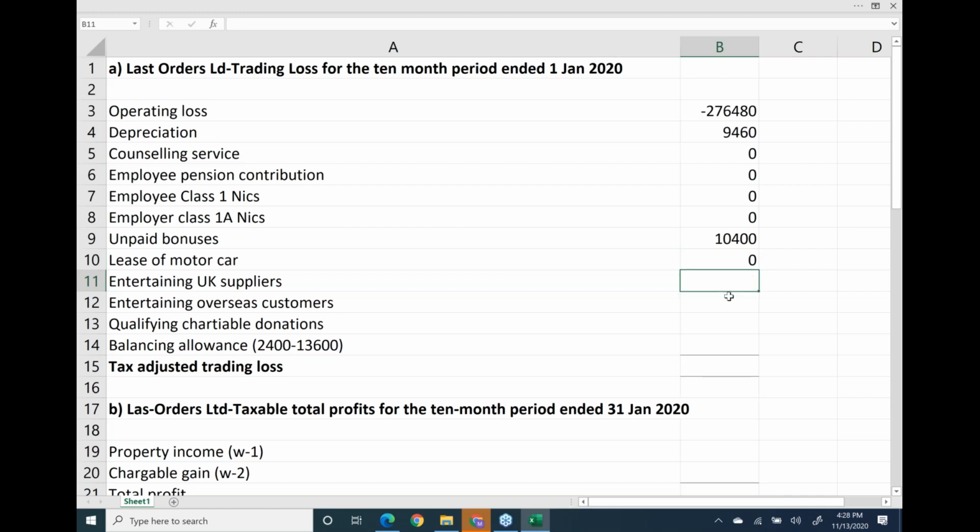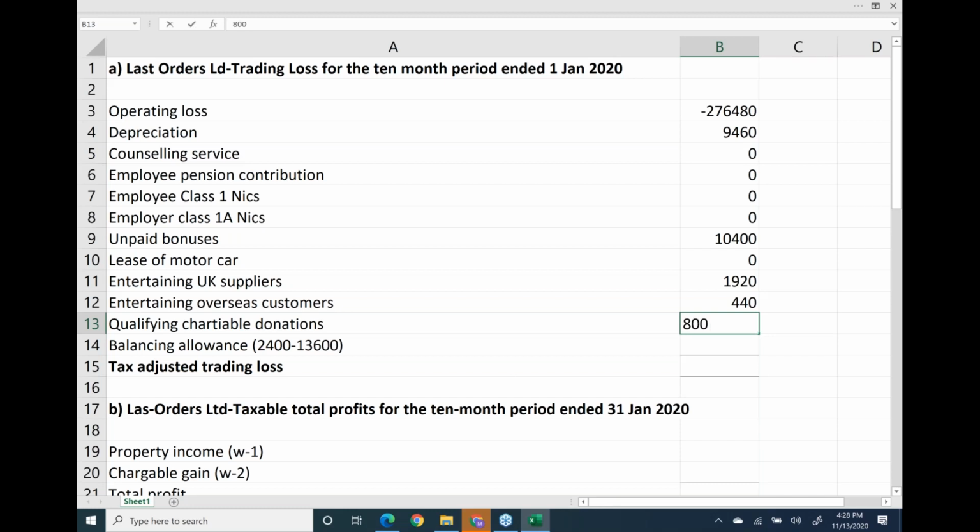Then finally you have, my dear students, entertaining UK suppliers. I told you, in trading income, no entertainment of suppliers and customers allowed. So let's add it back. 1920, add back. Then you have entertaining overseas customers is 440. Then you have qualifying charitable donation. Qualifying charitable donations is 800.